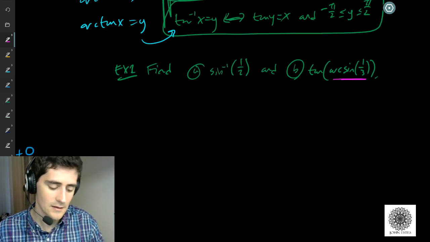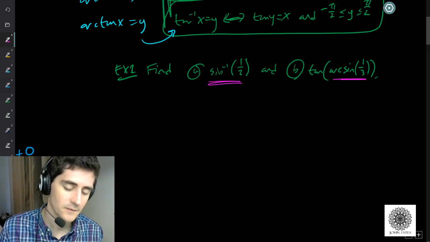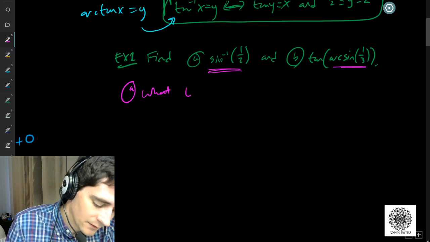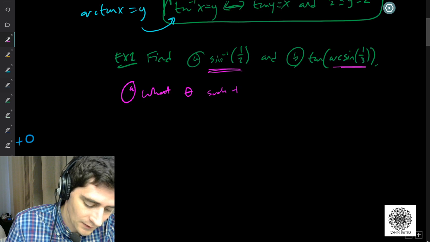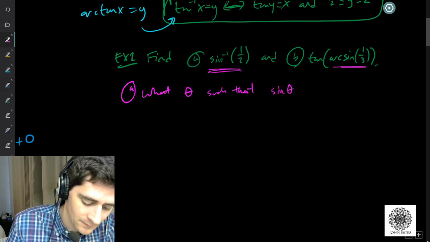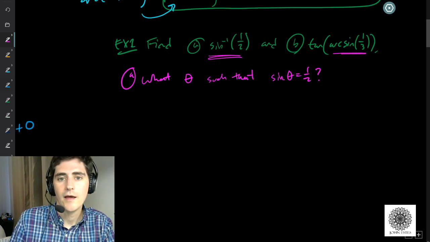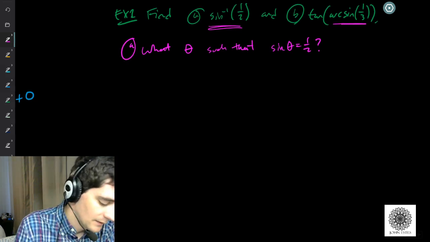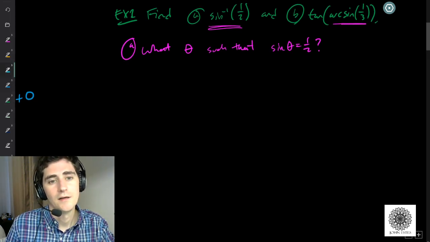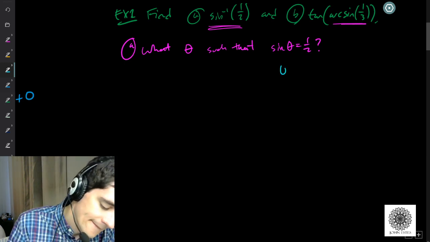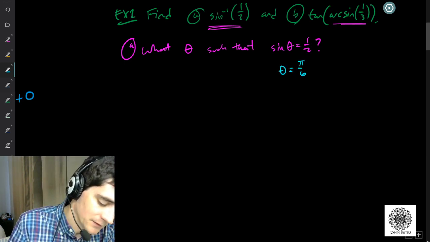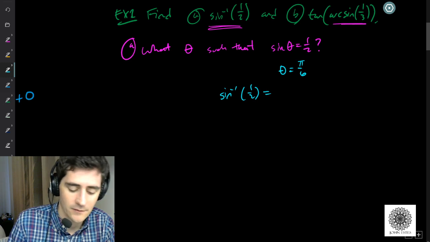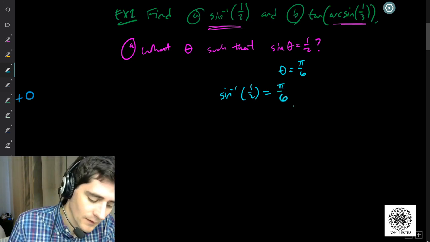All right, now for A, I'm looking for the angle. What value of theta such that sine of theta equals 1/2. And remember, we've got to be in quadrants 4 or 1. I think we can figure that out. When does sine theta equal 1/2? Yeah, pi over 6. So sine inverse of 1/2 is simply pi over 6.